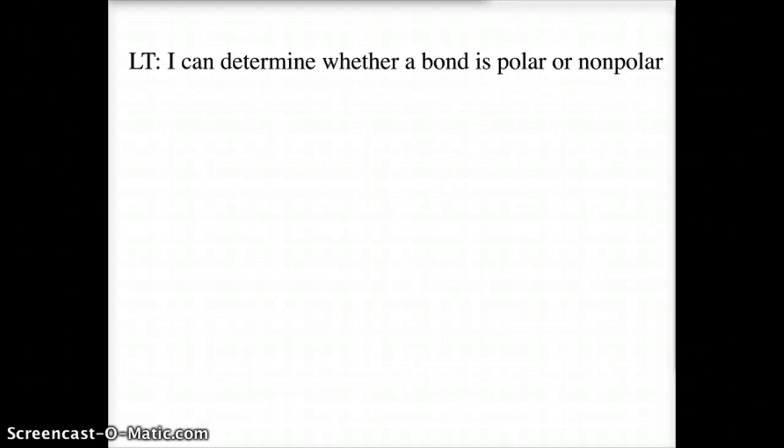So in this video, we're going to talk about the concept of polarity. More specifically, after watching this video, you should be able to determine whether a bond is polar or nonpolar. So before we start figuring out if bonds are polar or nonpolar, let's define these terms.